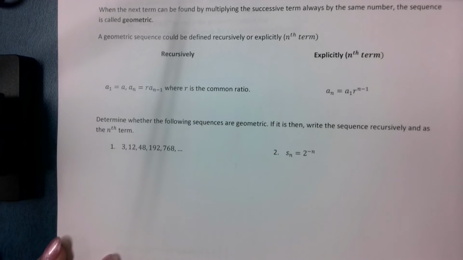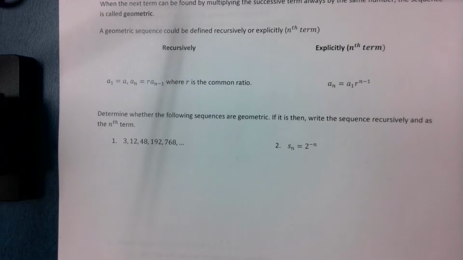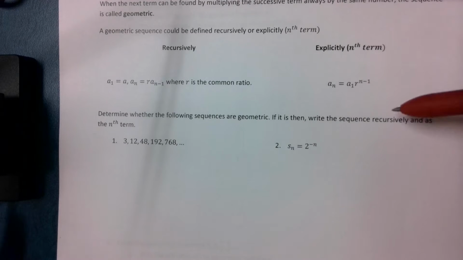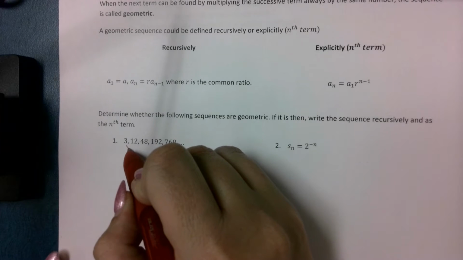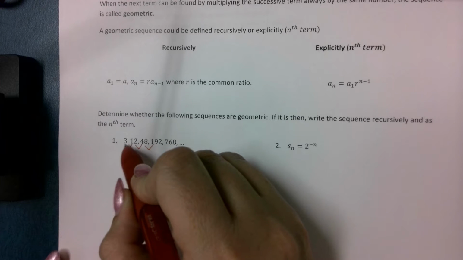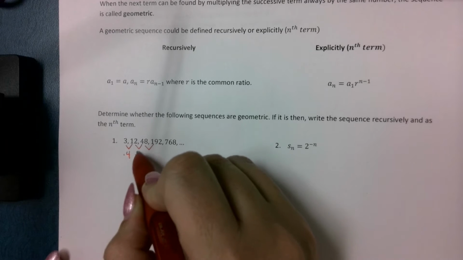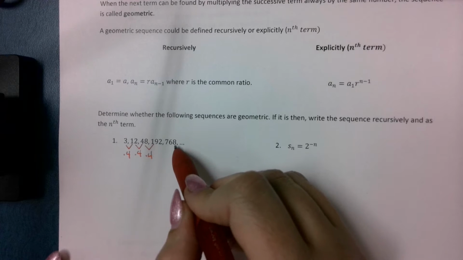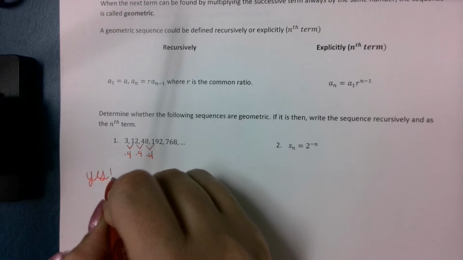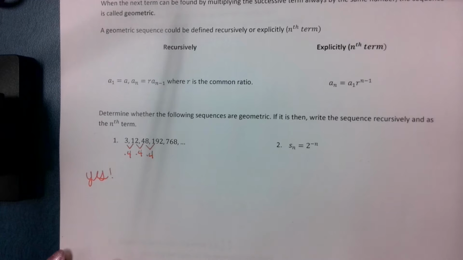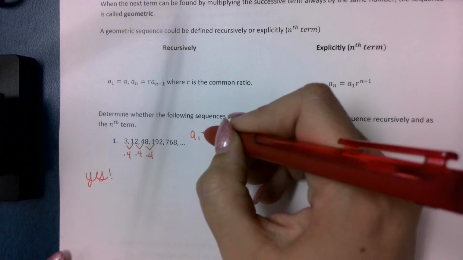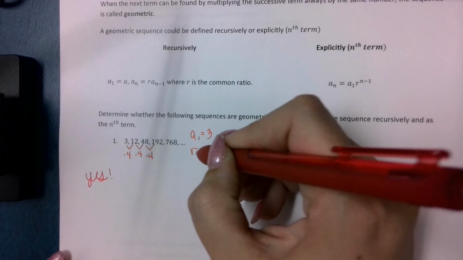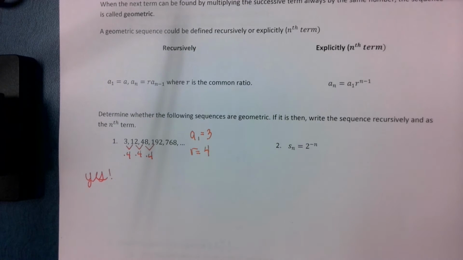Okay, so in our first example here, it says determine whether the following sequences are geometric. If so, then write the sequence recursively and as the nth term. So here, am I multiplying by the same thing each time? So here I'm multiplying by 4, multiplying by 4, multiplying by 4. Because I'm multiplying by 4 each time, this is going to be a geometric sequence. So now I'm going to write our formula recursively. Let's say what our a sub 1 is. a sub 1 is 3, and because I'm multiplying by 4 each time, that means r is 4.